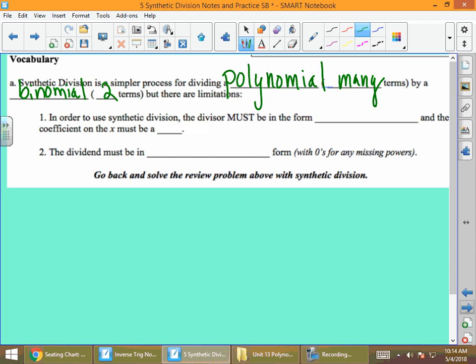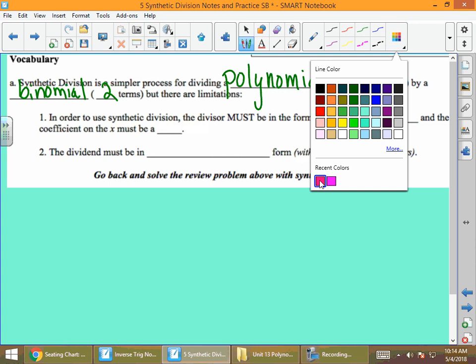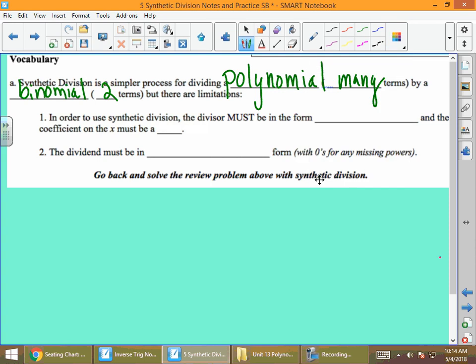But synthetic division is limited. Long division you can use any, but synthetic is limited. In order to use synthetic division, the divisor, what you're dividing by, has to be in the format of x minus some number or x plus some number. There cannot be a number in front of the x. We just call it a 1.